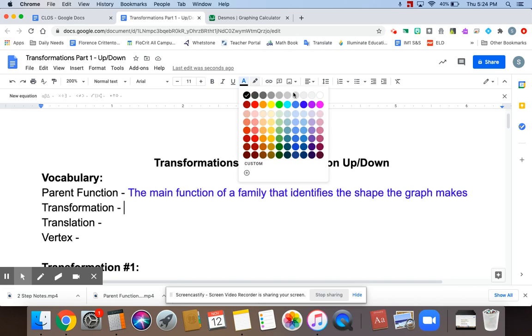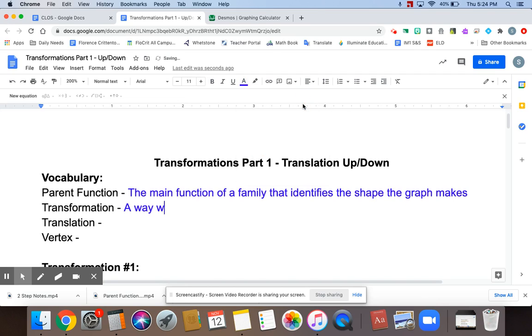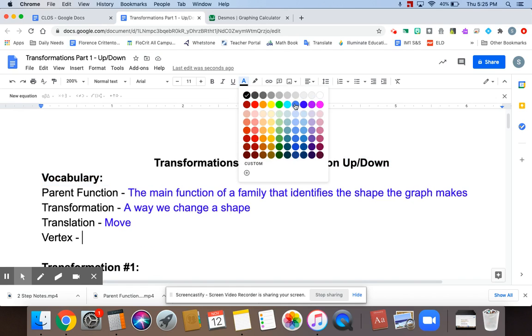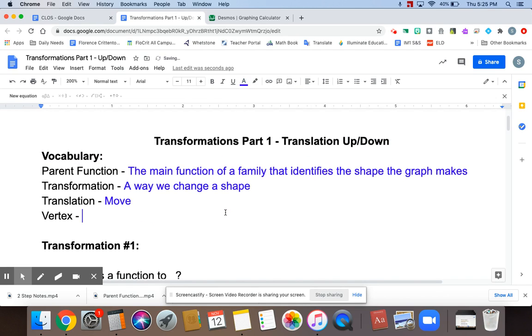Now, a transformation is a way we change a shape. There's tons of ways we can change shapes, and you're going to learn about all of them. Part 1 is about translations up and down. The word translation is just a big word for a move. So in this lesson, we're going to work on moving graphs up and down. And when we're moving them, it's easiest to just move the vertex.